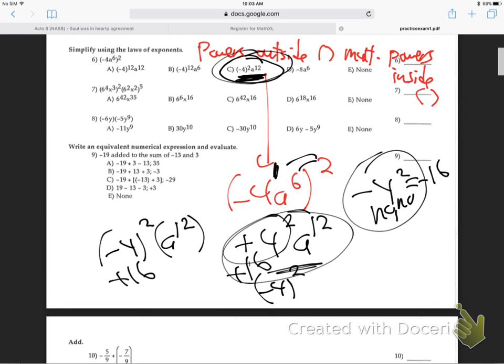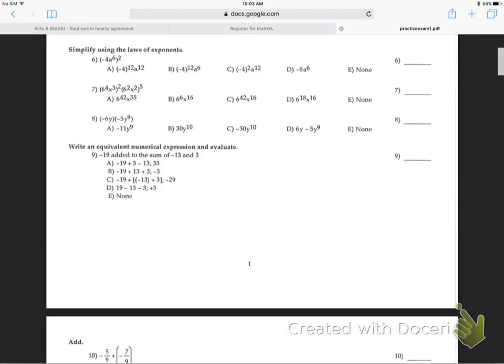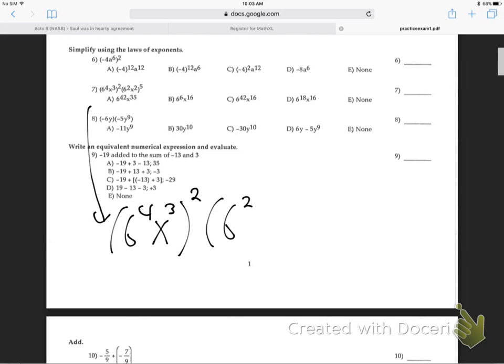All right. So, number 7, now let's go to a fresh screen because that one's all mucked up now. These are getting a little harder here now. So bring 7 down here, we've got a little more room. So, 6 to the 4, x to the 3, squared, times 6 squared, x squared to the 5.